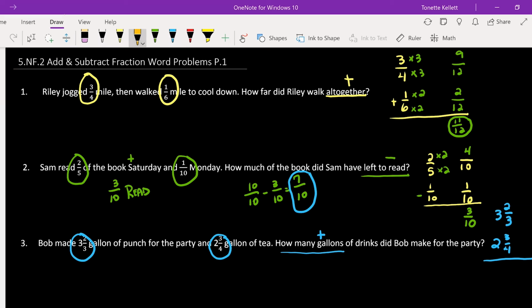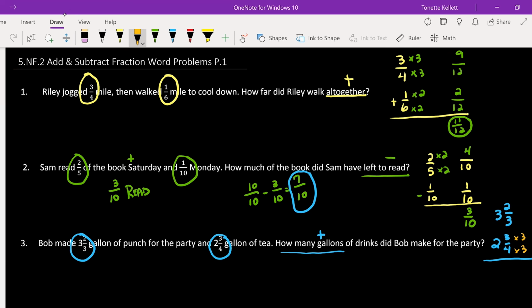The denominators are not the same. Take the larger one, 4. 4 times 2 is 8. 3 cannot go into 8. 4 times 3 is 12. And we know 3 can go into 12. So we'll keep the 12. 4 times 3 is 12.